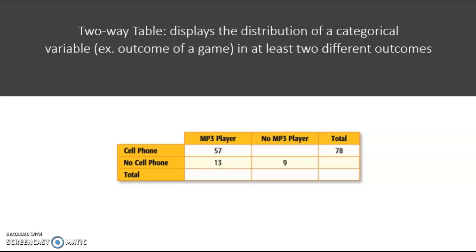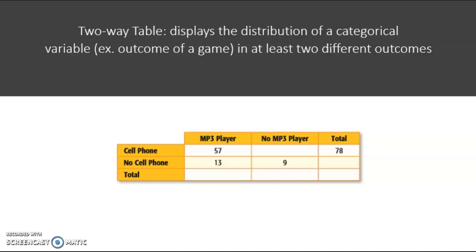So, all right, two-way tables. We're going to start out right here. We've got to make sure you're good at filling in the information. Very important, very crucial. So going across, you have cell phones, no cell phones, and across, MP3s, and then no MP3s.